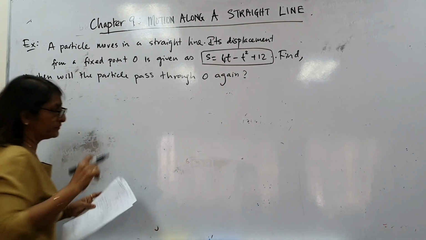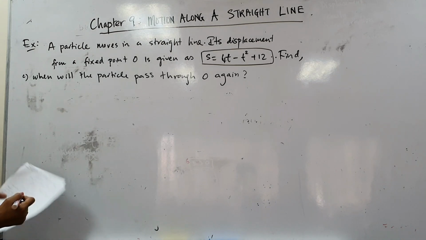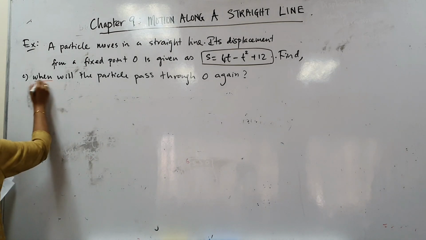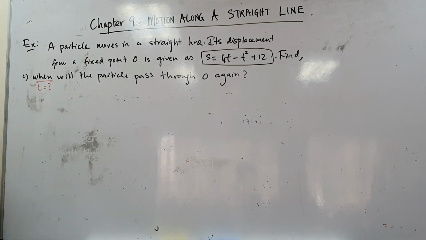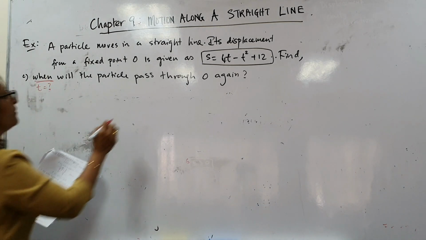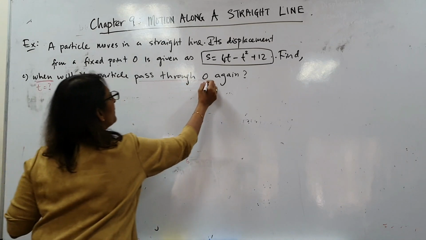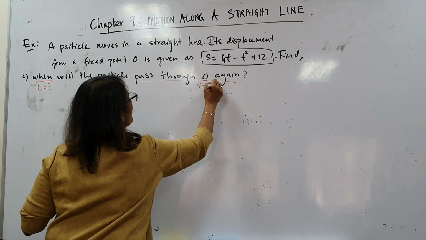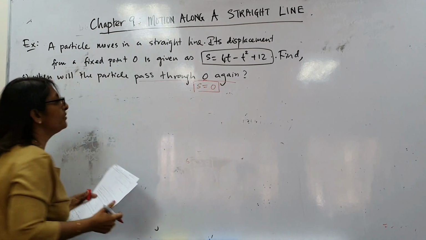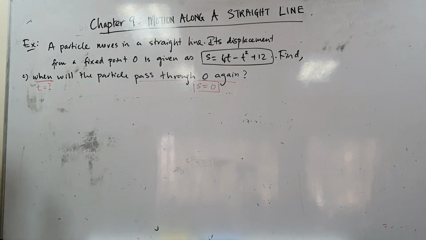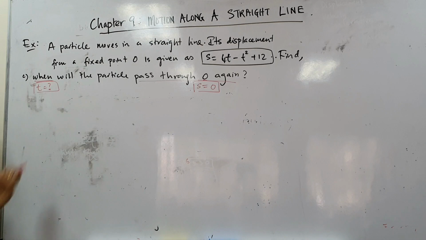Okay, this is the question. What do we get here? What is given and what do you want to find? When again? When means what is the time? When the particle passes through O again. Now, you look at the notes that I've given you. Passes through O again means we use S equals to 0 here. This is what you're supposed to use for this question. So, you want to find what is t when S equals to 0.